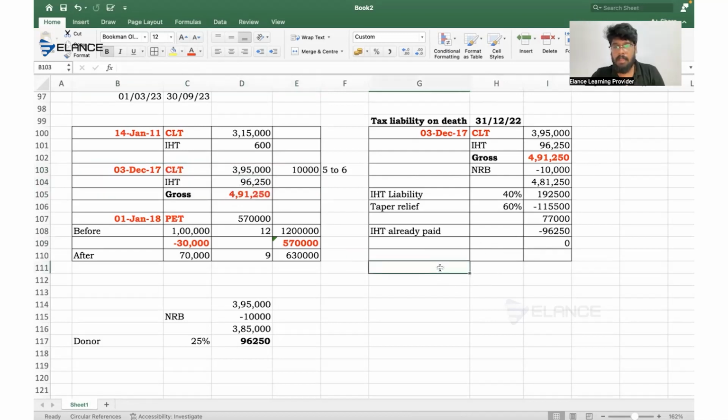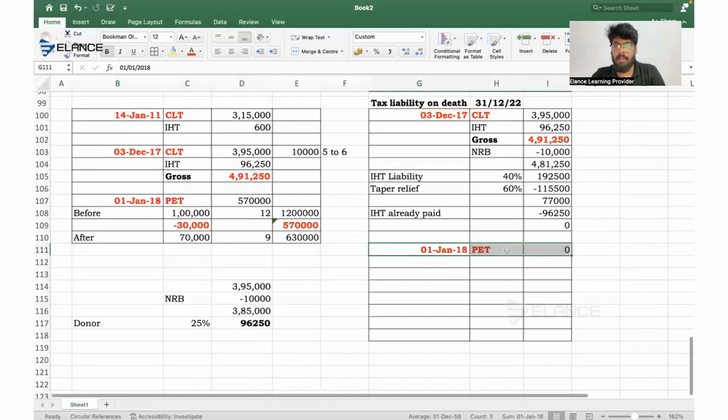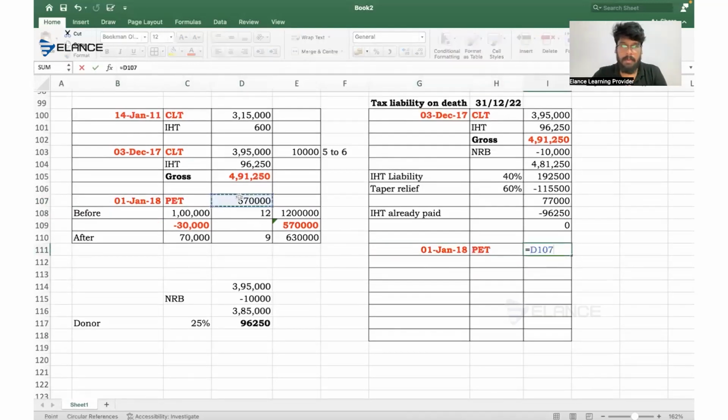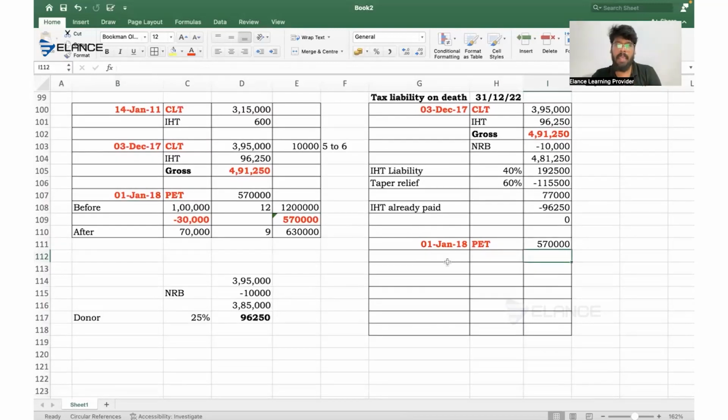The third transfer in the lifetime was one more transfer on 1st Jan 2018. It was a PET, and the transfer value is 570,000. This transfer is also chargeable on death. At the time of transfer it was a PET, so there is no tax liability in the lifetime. After making that transfer, the donor died within 7 years.